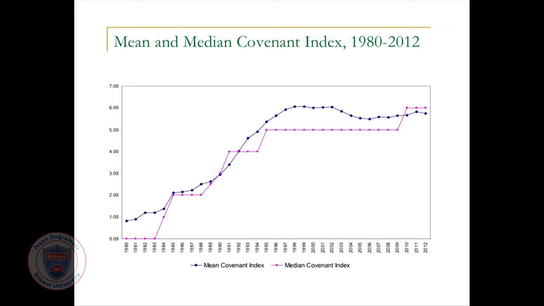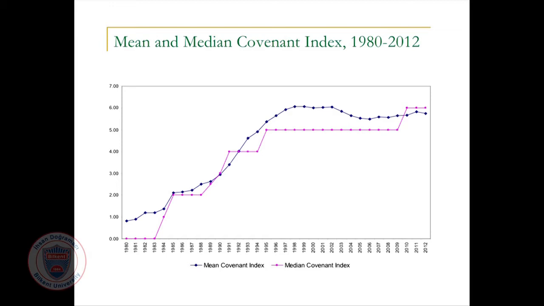Okay, let me begin by documenting the trends in our covenant index, right? This figure plots the mean and the median covenant index throughout our study period. As you can see, there's an apparent increase in the use of covenants. Around 1980, when we start our sample, an average firm uses about 1 covenant category out of 15. So this index can take values between 0 and 15, and around 1980, the mean index level is 1.